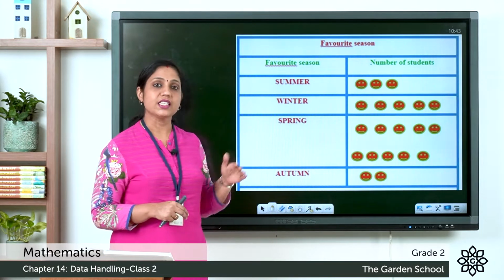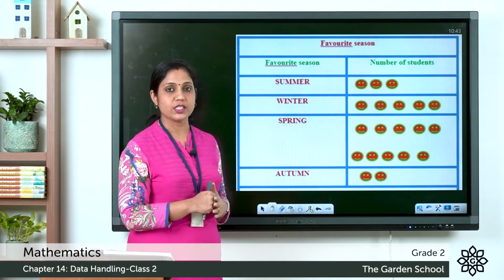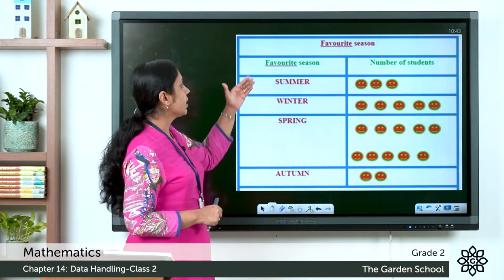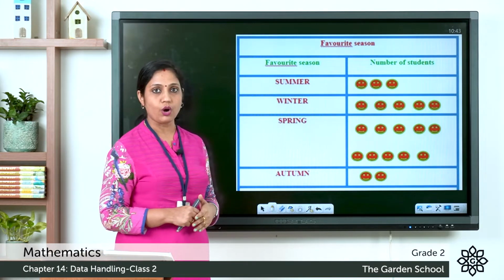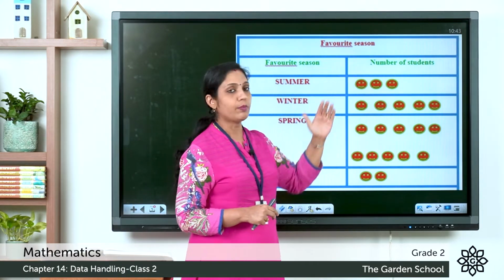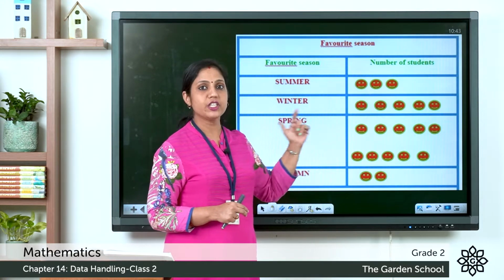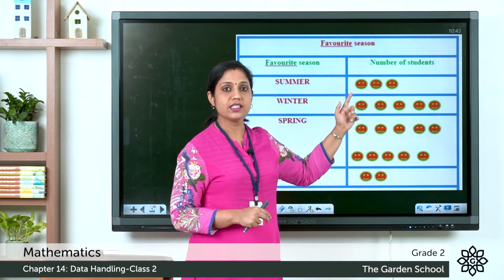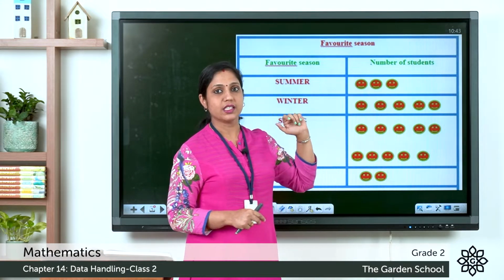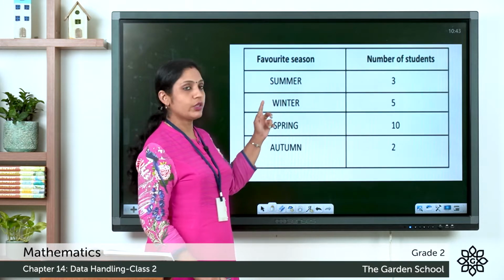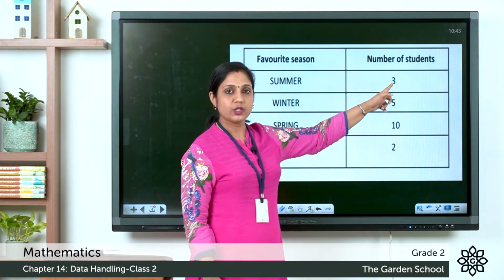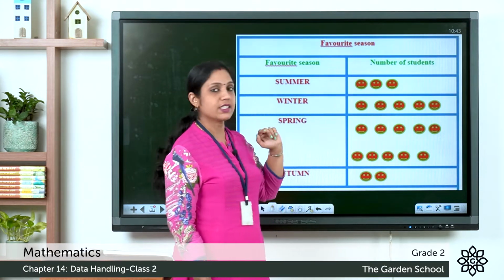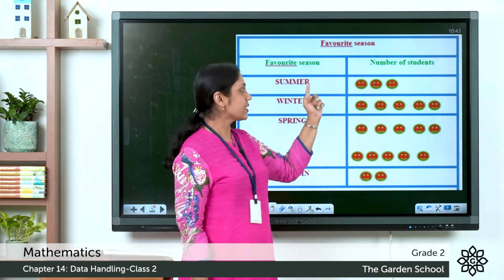Now here you can see the same data is represented using pictures. Here smileys are used. Favorite season is given, summer, winter, spring and autumn. On the right side you can see the number of students. Instead of numbers, here pictures are given. Look at this picture. Here for summer, you can see 3 smileys. That is, 3 students like the summer season. So 3 smileys for summer season means the number of students who like summer is 3.